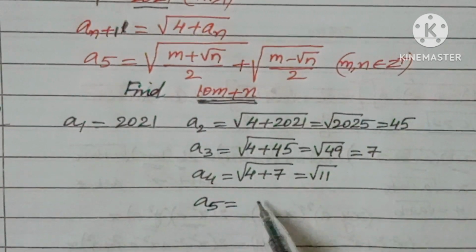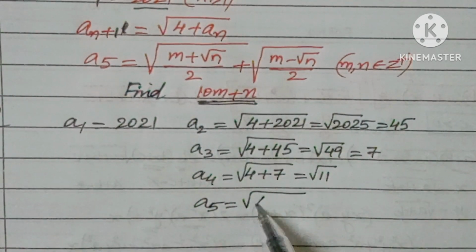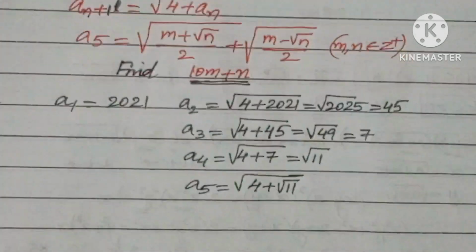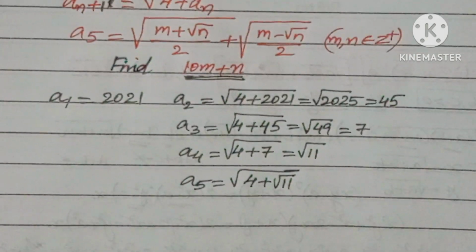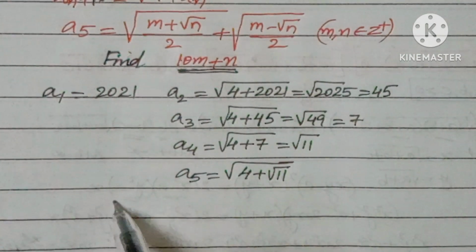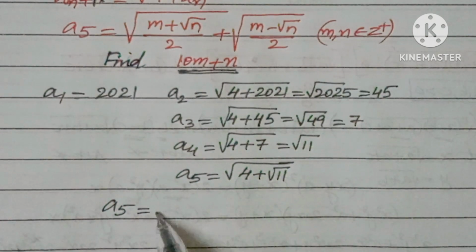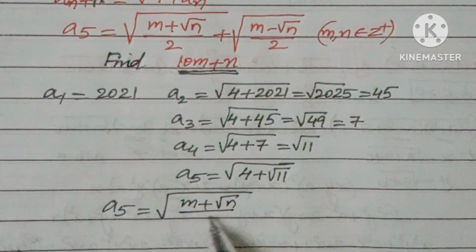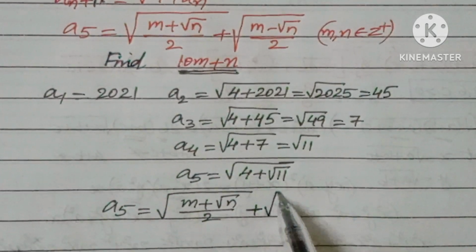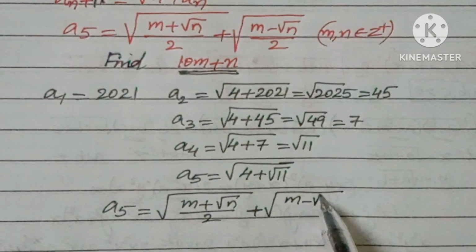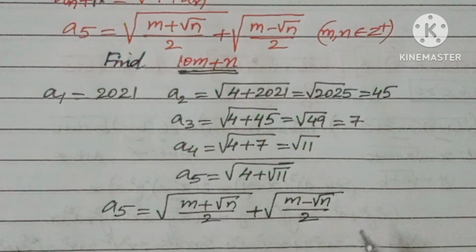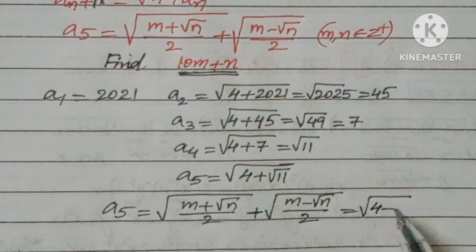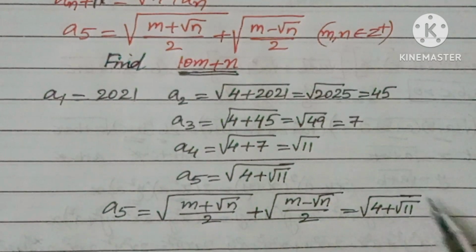a5 is equal to square root of 4 plus root 11. So this value is given in the problem. a5 is equal to square root of (m plus root n) by 2 plus square root of (m minus root n) by 2. So this value is equal to square root of 4 plus root 11.